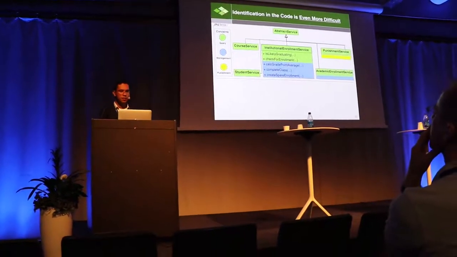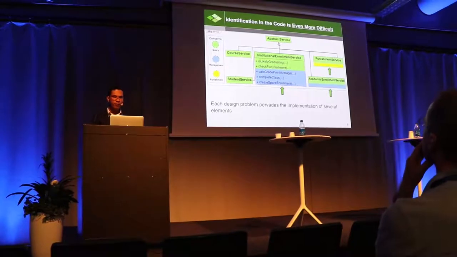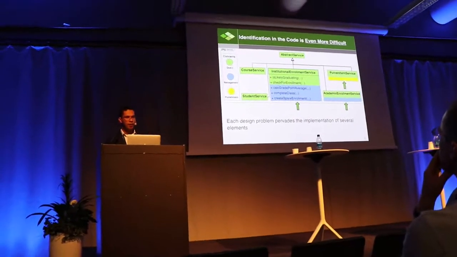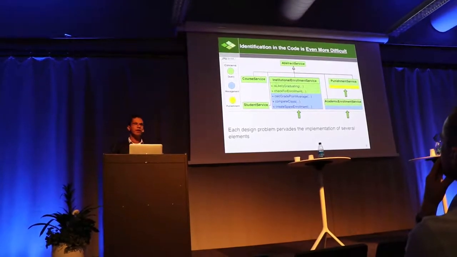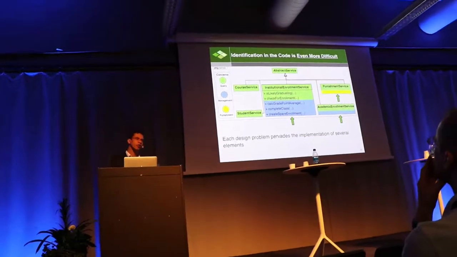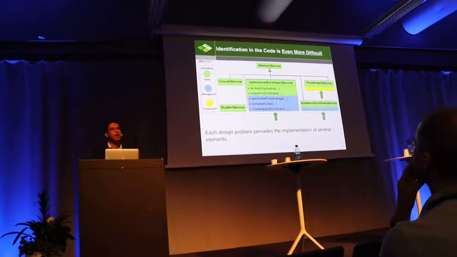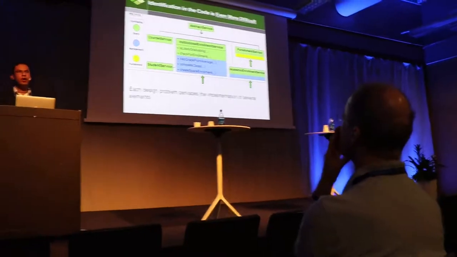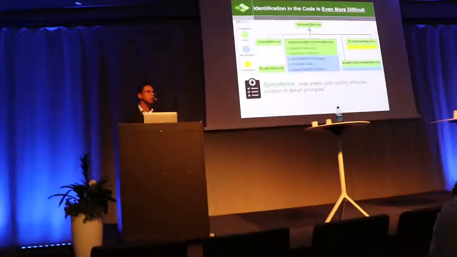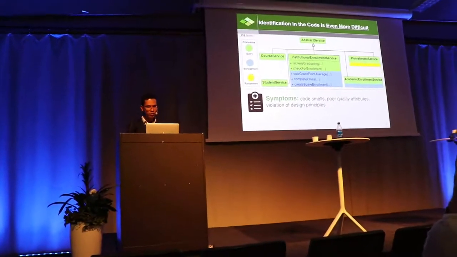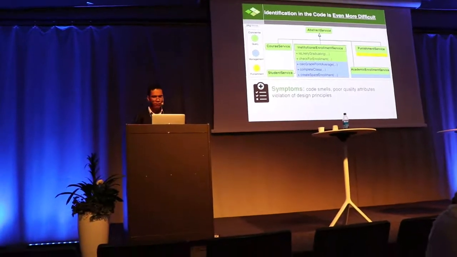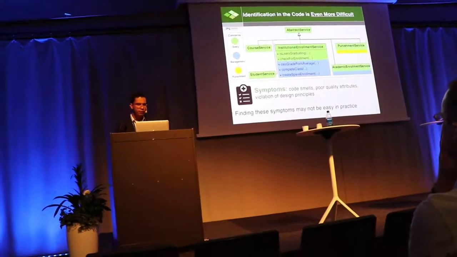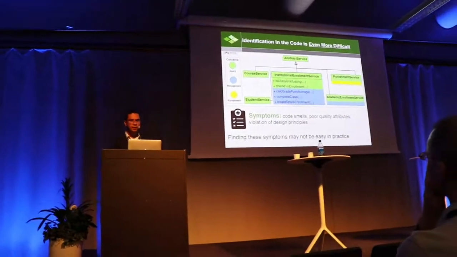One of the main reasons is that each design problem pervades the implementation of several elements. So in those cases, developers have to analyze several elements to identify a design problem. And in each one of these elements, developers need to find indicators of the presence of a design problem. These indicators, we call them symptoms. They can be code smells, poor quality attributes, violations of design principles, and developers can use these symptoms to find design problems. However, finding symptoms may not be easy in practice.